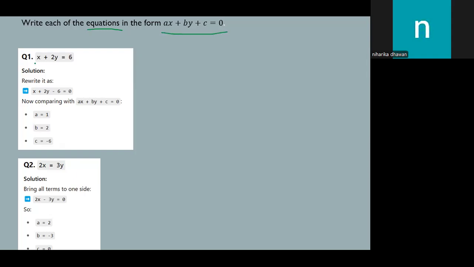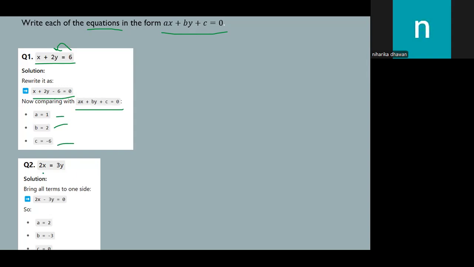Now here we have the equation x plus 2y equal to 6. So what we have done? We have shifted this 6 to the left hand side. So we will get x plus 2y minus 6 equal to 0. So we have obtained an equation of the form ax plus by plus c equal to 0 such that a equal to 1, b equal to 2 and c equal to minus 6.